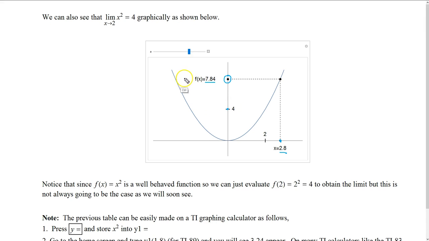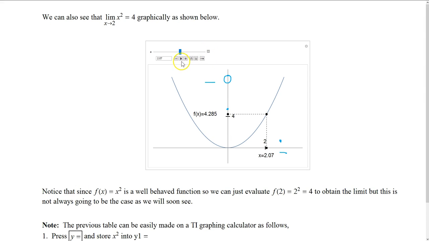So if we do that, you see the x values are getting closer to 2, and keep an eye on those y values on the y-axis. It does look like they're getting closer to 4. I can step that in a little more slowly. So you see currently x is 2.02, the function value is 4.08, and then we eventually land right on 4.